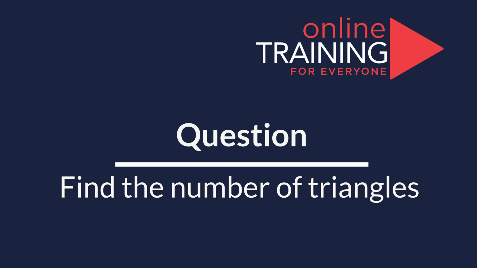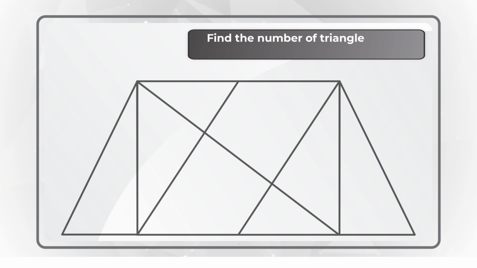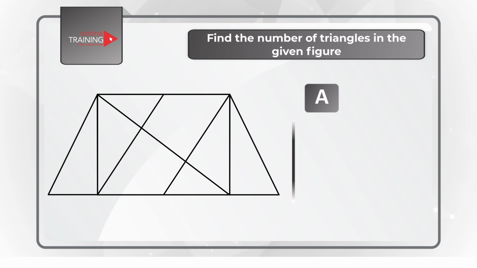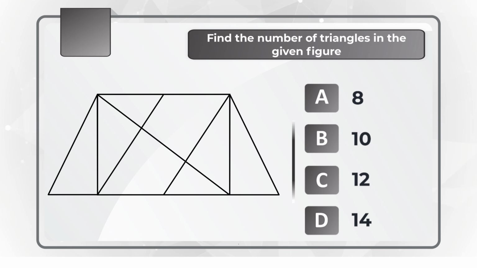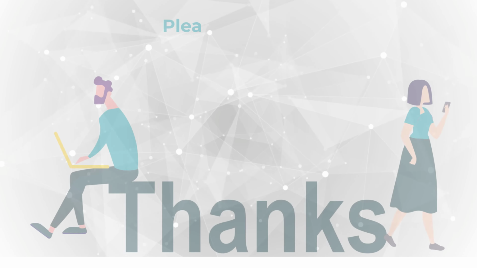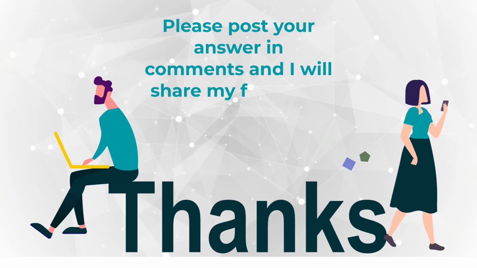And now here's the question for you to try your skills. You need to determine how many triangles are shown on the screen. You have 4 different choices. Choice A, 8. Choice B, 10. Choice C, 12. And choice D, 14. Feel free to pause this video to calculate the right answer. And make sure to post your solution in comments so I can give you my feedback. Thanks for participating and good luck.